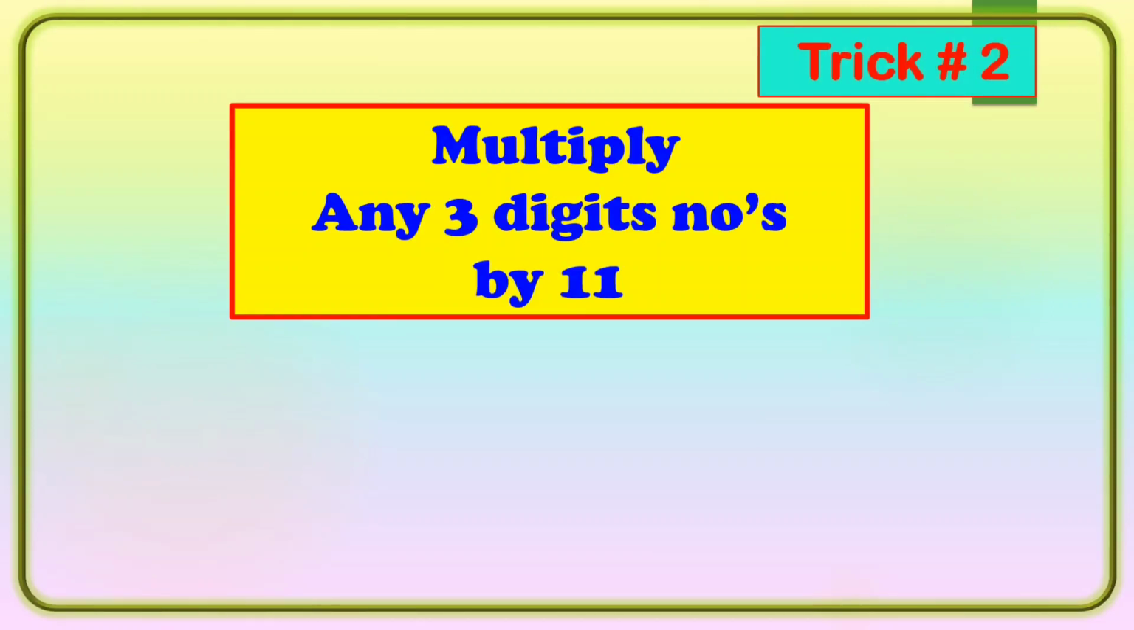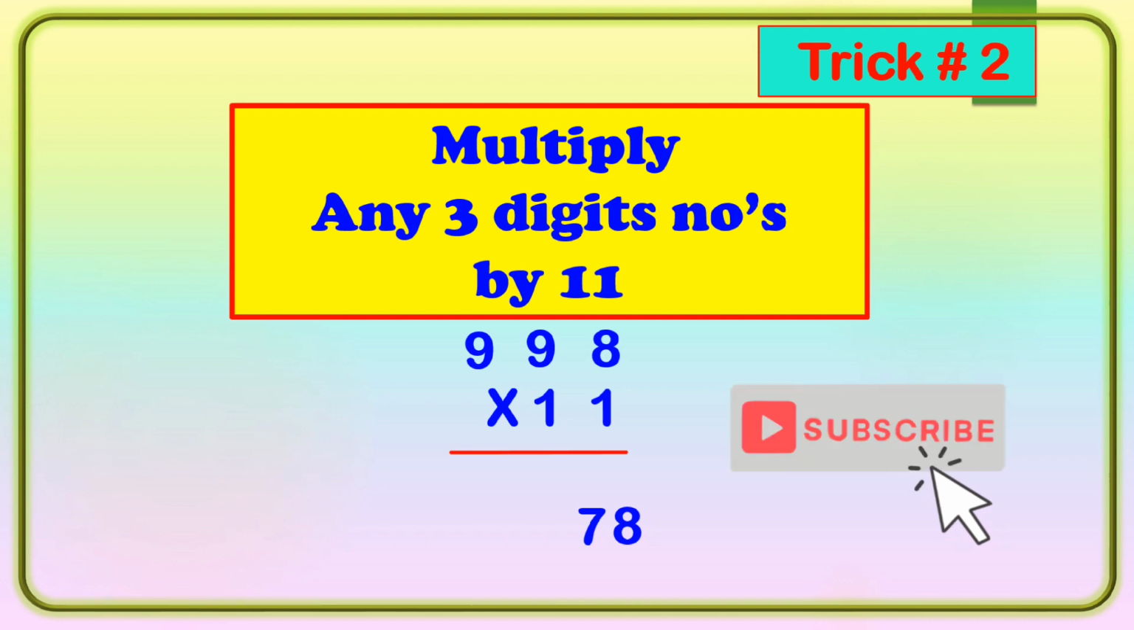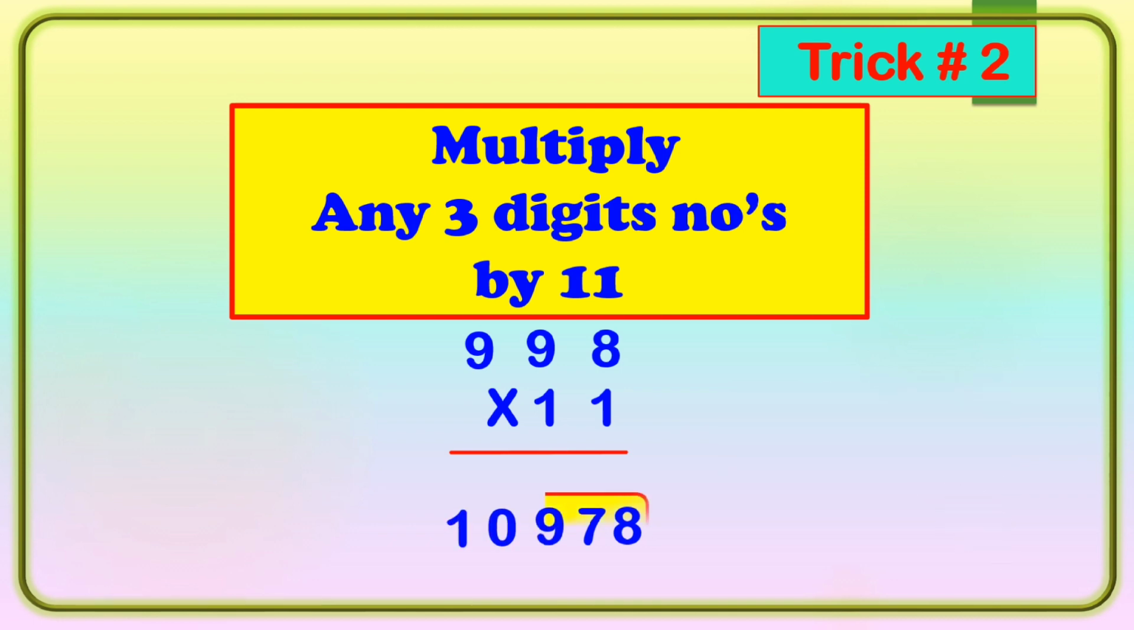Multiply any 3 digit numbers by 11. This is trick number 2 in Vedic maths. 998 is a 3 digit number multiplied by 11. The answer for this is 8, 7, 9, 0, 1. This is the answer when you multiply 998 by 11.